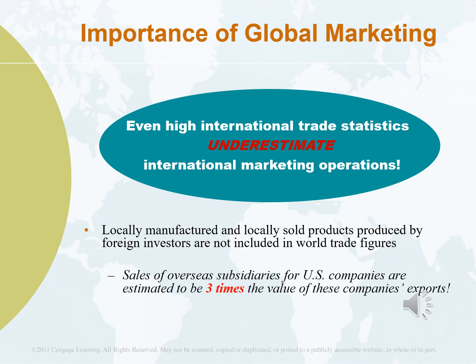Sales of overseas subsidiaries for U.S. companies are estimated to be 3 times the value of these companies' exports. In other words, if you have a European company manufacturing in the U.S., that does not count into the import-export. If we have a U.S. company that does global marketing in European countries, their sales overseas are not included in the trade between the U.S. and Europe. So that's why the trade number is an underestimate of the total global business.